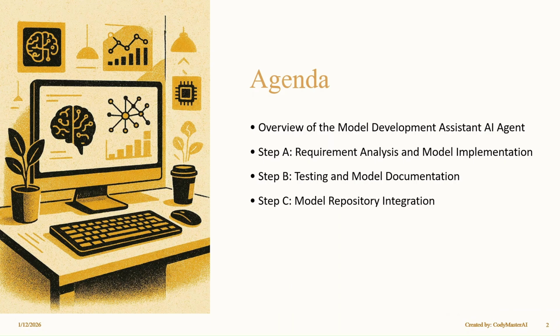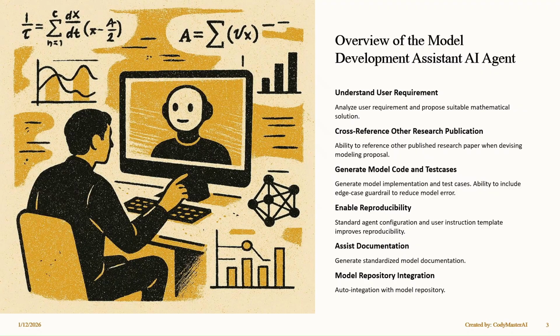We will first give a brief overview of what capabilities the AI agent has. We will then review what the AI agent does in each of the steps and what type of configuration the AI agent needs. The simple model development AI agent can perform model proposal analysis based on user requirement, with the ability to cross-reference user-provided reference model publication.